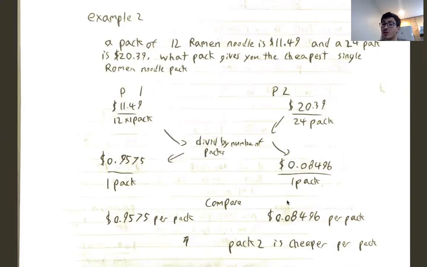So that's a pretty straightforward way to do it, you're just dividing by the number of packs. You don't have to multiply by anything if you're just getting down to one pack.